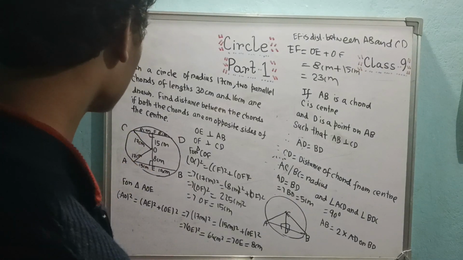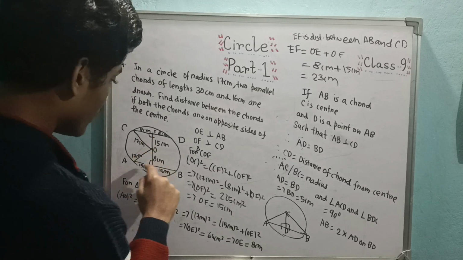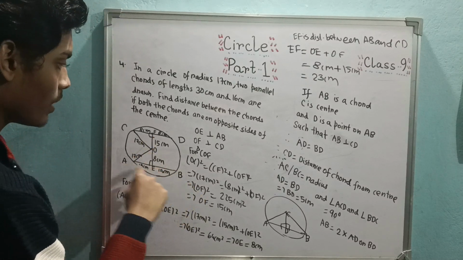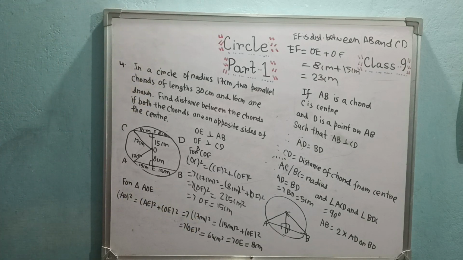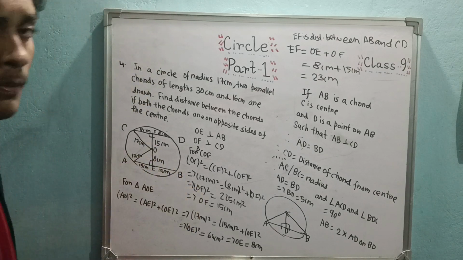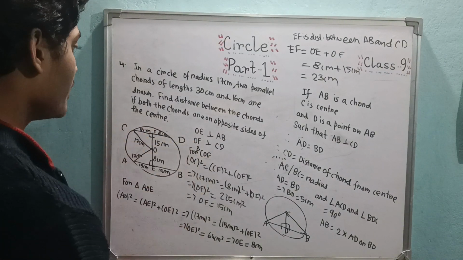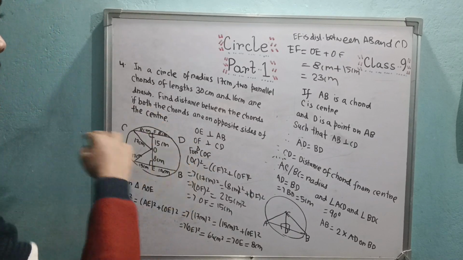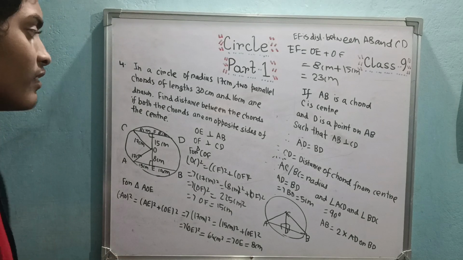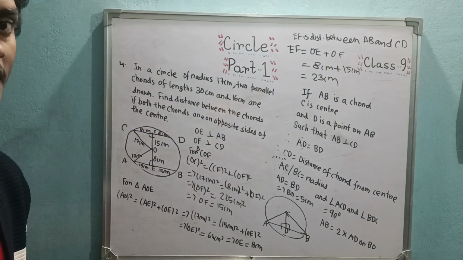Then what is given to us? The lengths of the two chords are 30 and 16. Then I take a point E on chord AB such that OE is perpendicular to AB. If AB is 30 centimeter, then OE divides AB into two equal parts, 15 centimeter each. Similarly, I take a point F on CD such that OF is perpendicular to CD, so OF divides CD into two equal parts. CD's length is 16 centimeter, so CF equals FD equals 8 centimeter.